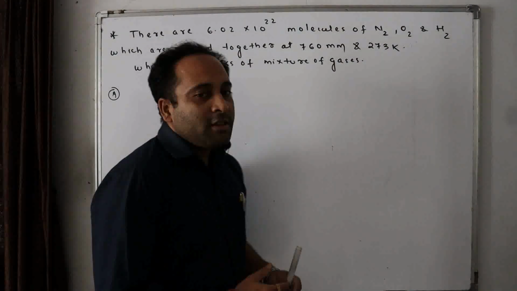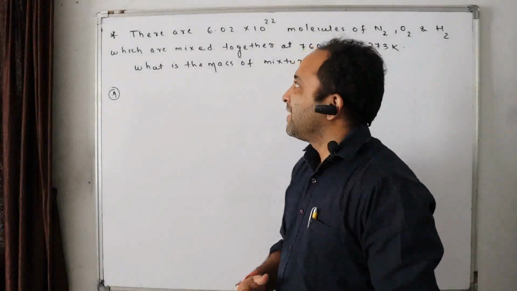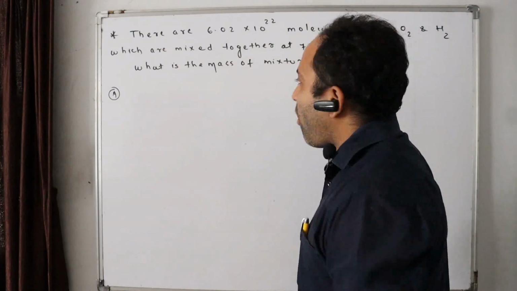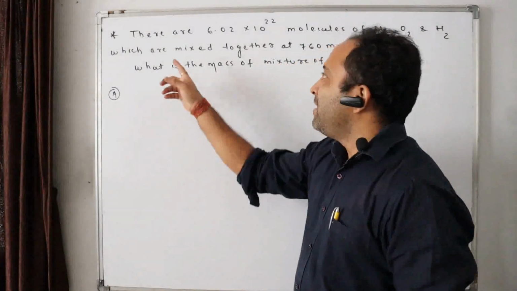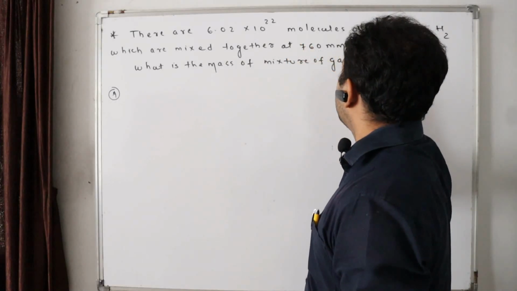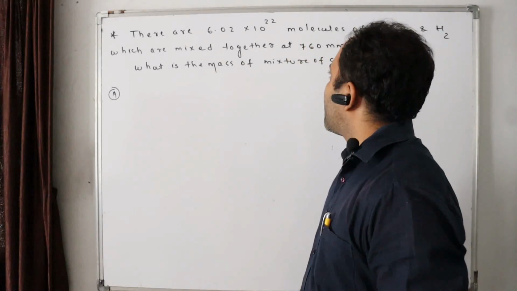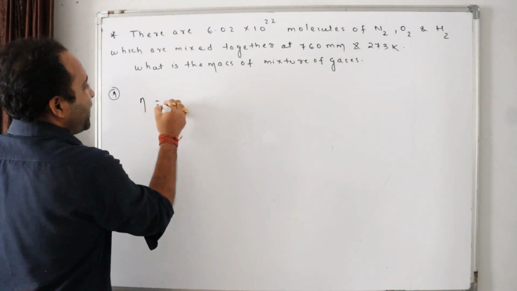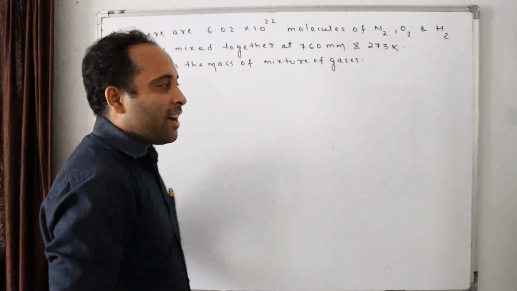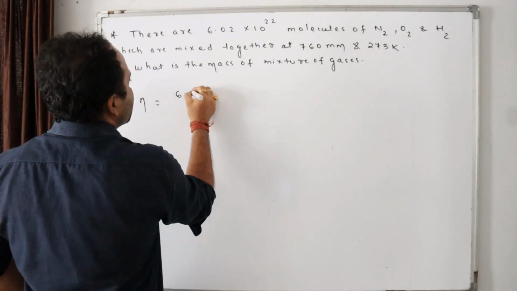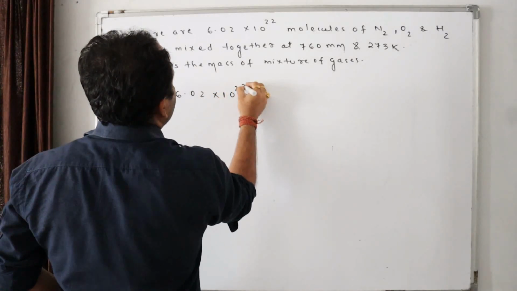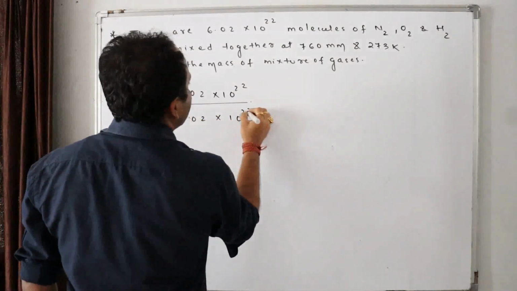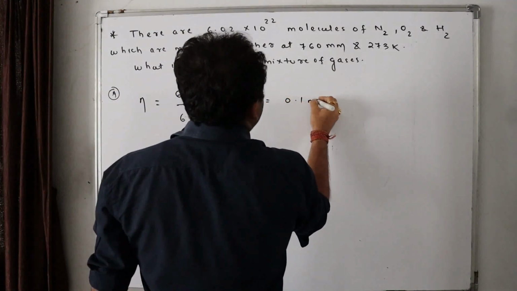Now look at this question. This is one of the finest and easy questions. There are 6.02 into 10 to the 22 molecules of nitrogen, oxygen and hydrogen, which are mixed together at 760 mm and 273 Kelvin. What is the mass of the mixture of gases? First I have to find how many moles are there. 6.02 into 10 to the power 22 divided by 6.02 into 10 to the power 23. It comes 0.1 mole.